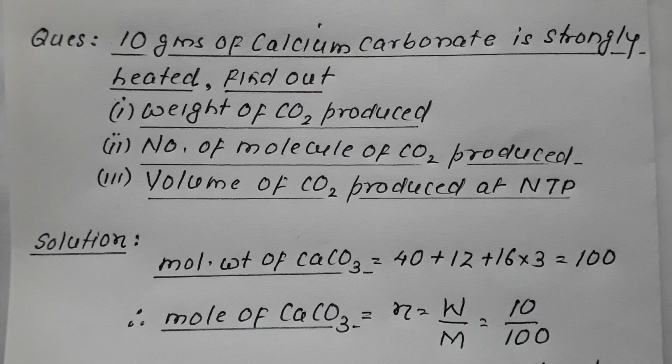Now what are we doing? We are converting the given weight of calcium carbonate into its moles. We know that mole is equal to W by M. The weight of CaCO3 given is 10. Its molecular weight is 100, so the mole of CaCO3 is 0.1. Now using this mole of CaCO3, the calculation would be made for CO2 using a balanced chemical equation. Let's proceed.